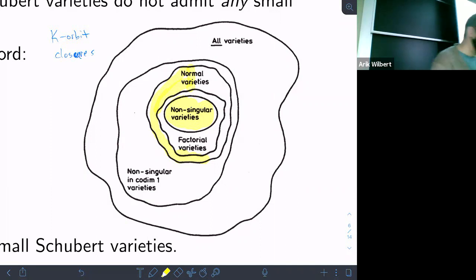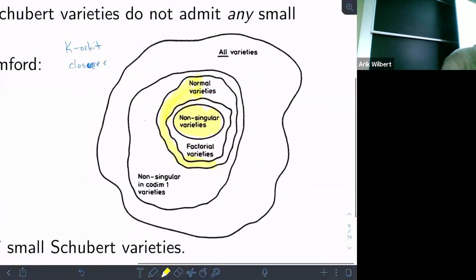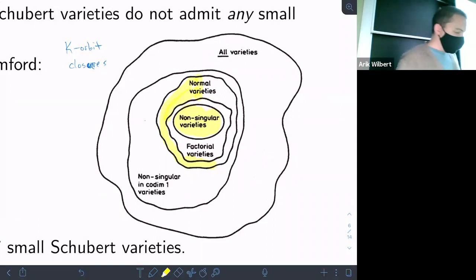So there's a paper of Alex Wu that gives a method for computing factorial Schubert varieties. Basically, if you're factorial and you're singular, there is no small resolution. That's right. If you're normal and singular and your rationally smooth locus is not your singular locus, then it's not a small resolution.